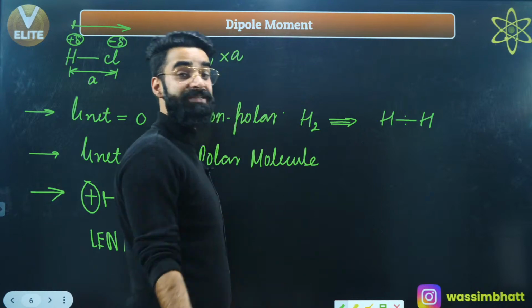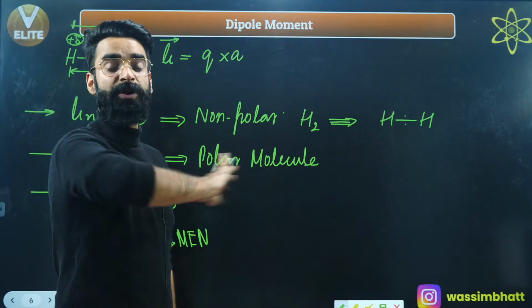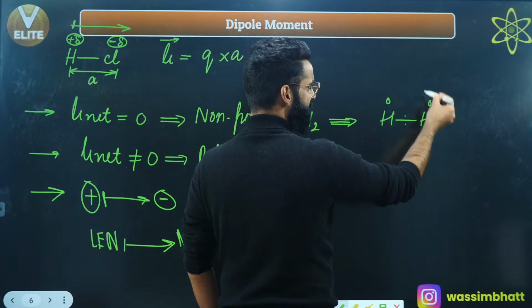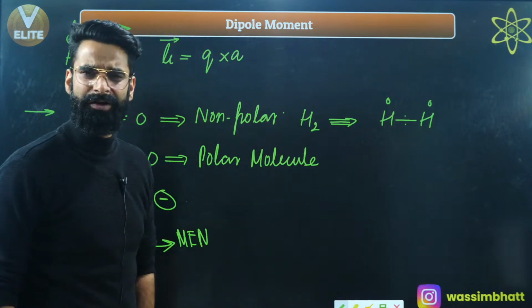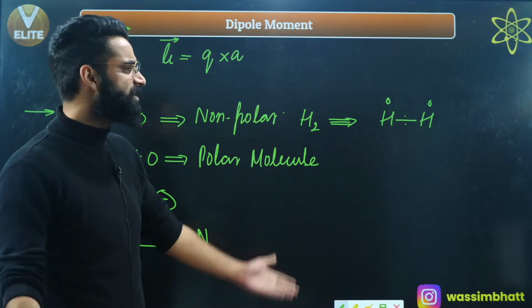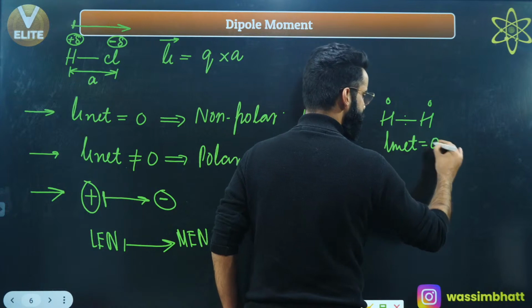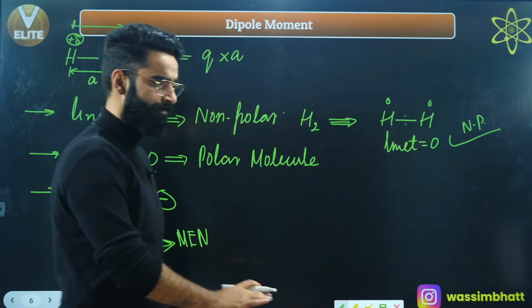So if the electron pair is exactly at the center, if there is no displacement of the bonded pair of electrons towards any of the atoms, will there be any charge on this? No. Will there be any charge on this? No. If there isn't any charge on any of the hydrogen atoms, will it be acting like a dipole? No way. It won't be acting like a dipole, so its net dipole moment is 0. And if its net dipole moment is 0, it is going to be a non-polar molecule. As simple as that, right?